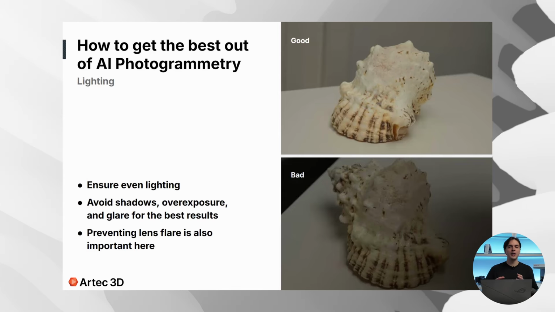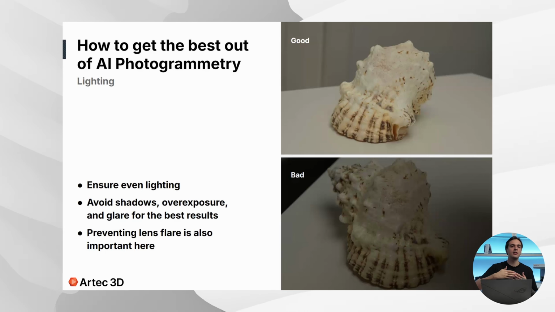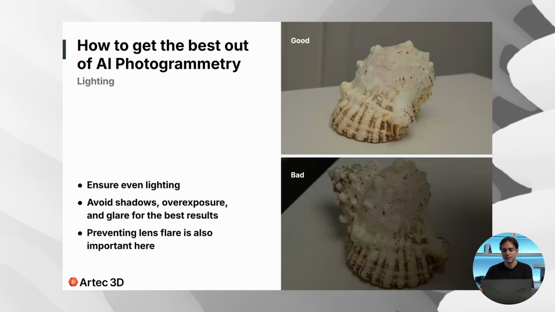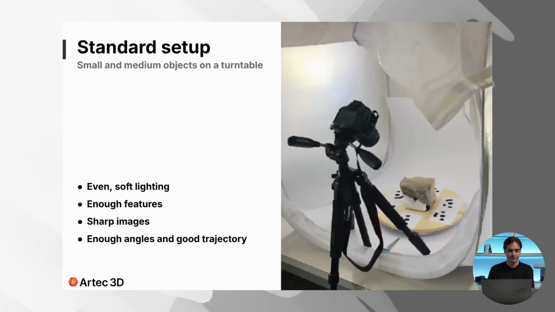And if you are filming outdoors, it's very important to prevent lens flare. So try not to film against the sources of light, especially if they are too strong, like the sun, for example. So photos with lens flare, of course, we won't be able to extract any good features out of them, and so they are going to be useless in our case.